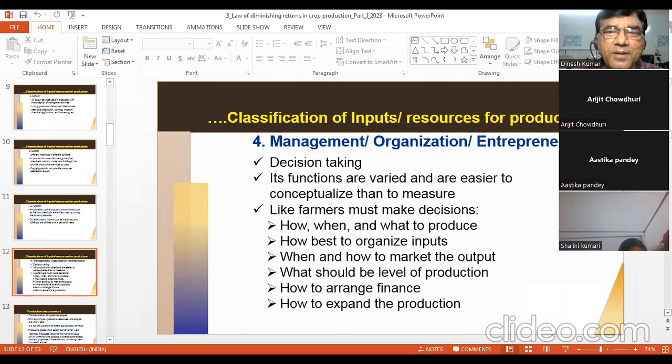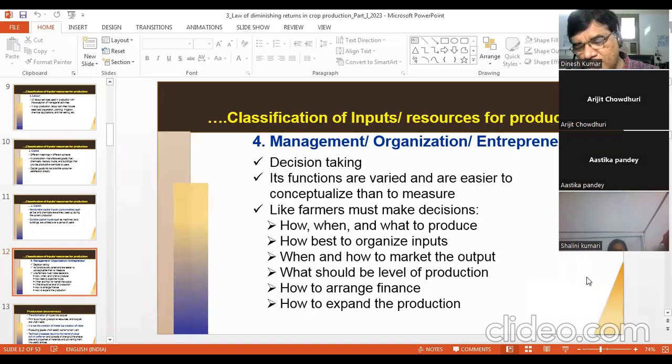So the main job of management or organization is to arrange the inputs and arrange the purchase of the inputs, or what should be the best combination of inputs? What proportion of different inputs should be used in a production process? That is also a decision-making process on the part of the producer or farmer or manager. Similarly, he will get output. So what quantity of output would be better that can give him better returns? How much and when should I produce it? And how to sell it, when to sell it, so that he can earn profits. So these are the basic duties or functions of a manager.